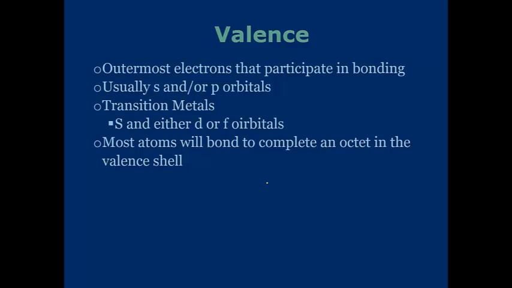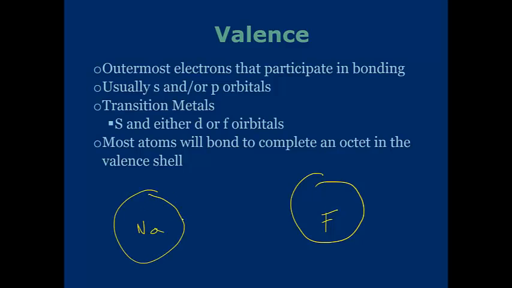Most atoms will bond to complete an octet in the valence shell because of this principle. So if we were to look at 2 atoms in particular, so let's do sodium and let's do fluorine, for example. Sodium has 1 electron in its valence, whereas fluorine has 7.